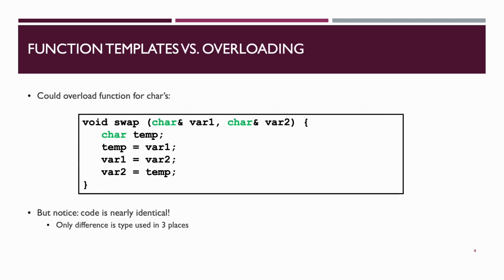Now in this slide, we'll see an example of how you could overload the swap function for character types. While this works, notice that the code is nearly identical to the integer version, only the data type has changed. Overloading requires writing separate functions for each type, which can lead to code duplication. This is where function templates shine. Instead of writing multiple overloaded versions, we can write a single template that works with any data type, reducing redundancy and making our code more maintainable.